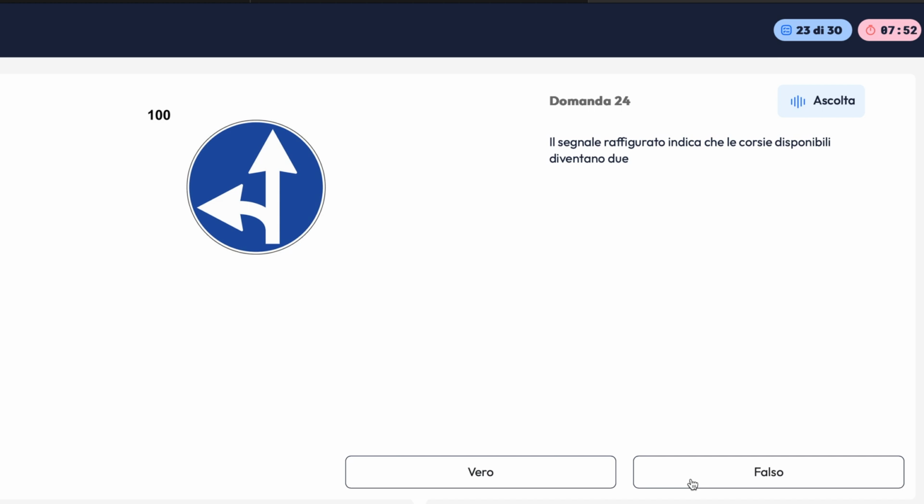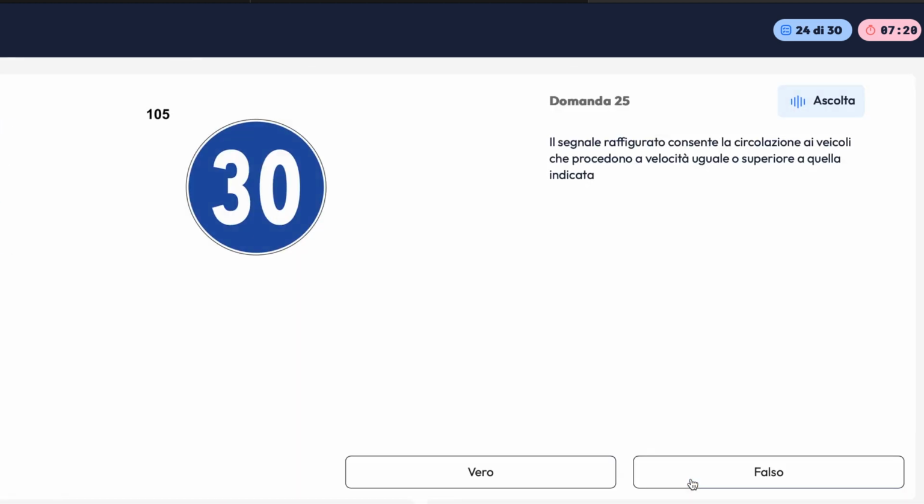Il segnale raffigurato indica che la corsia disponibile diventano 2. The answer to this question here is falso, because the question says this sign indicates that the lane you are driving on will now be 2 lanes. Let's say you are driving in 1 lane before, so the lane will now be 2, which is falso because this is a sign of obbligo, telling you that the only 2 directions you can go is either left or straight.